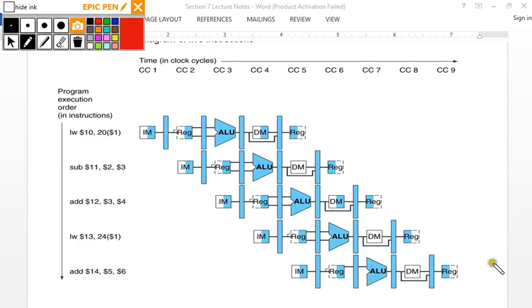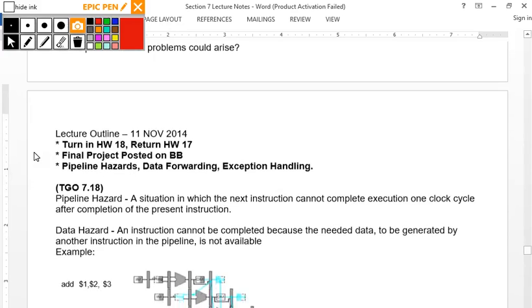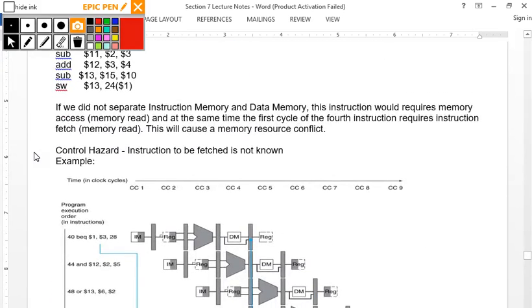And we're going to start next lecture. I bet the next TGO 7.18 is define pipeline hazard. And yep, that's exactly right. So there's your homework assignment.